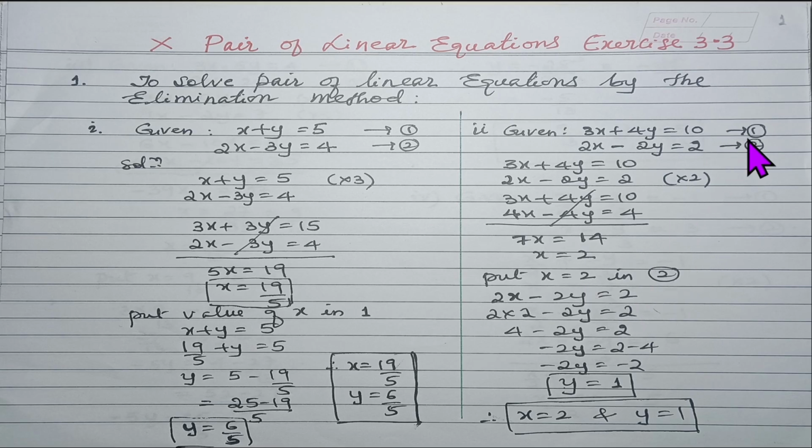So I have put it in equation number 2. So 2x minus 2y equal to 2, that is 2 into 2 is 4 minus 2y equal to 2, minus 2y equal to 2 minus 4, minus 2y is equal to minus 2, y is equal to 1. Therefore we have got the value of x as 2 and the value of y as 1. So this is again an elimination method, much easier than substitution method.